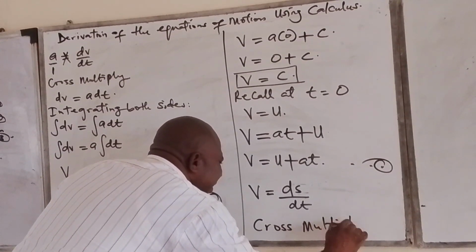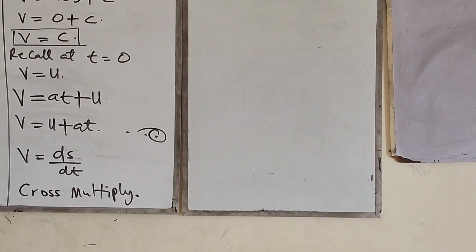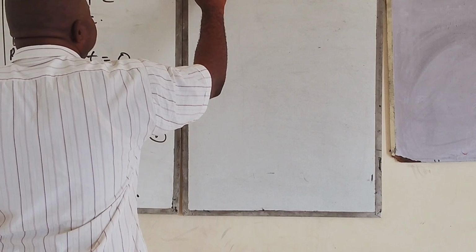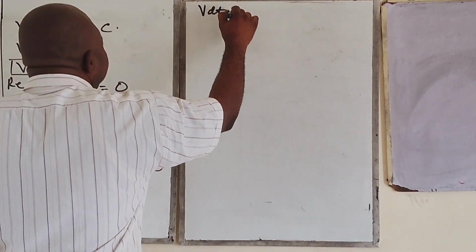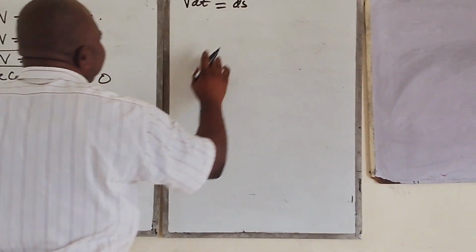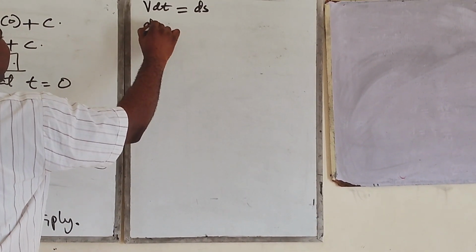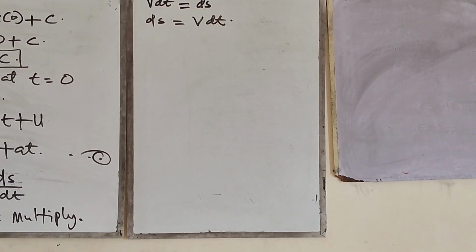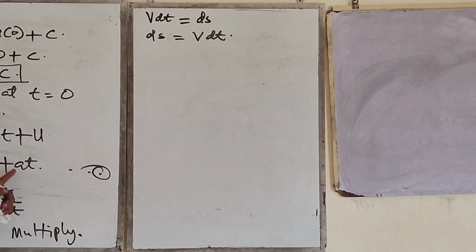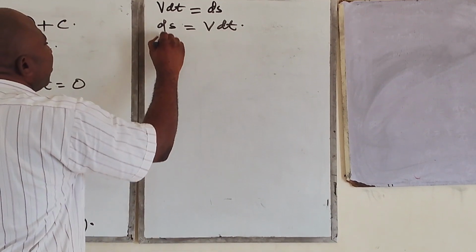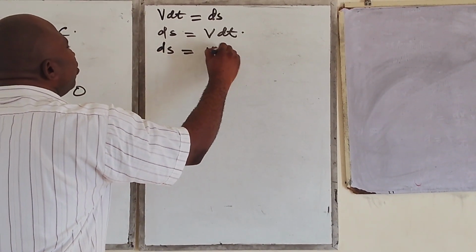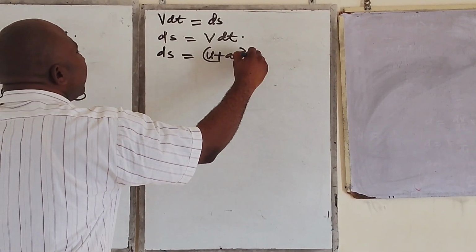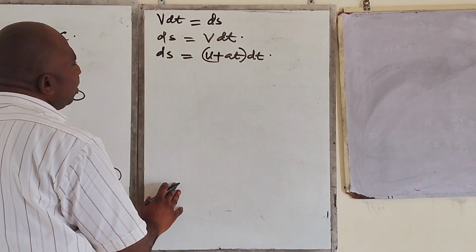Now when you cross multiply, from v is equal to dx all over dt, the next step is to cross multiply. So cross multiplying, we have v dt is equal to dx, which is the same as saying ds is equal to v dt. Now at this point, remember we said the value of our v is u plus at. So it therefore means that here we have dx to be equal to (u plus at) dt.